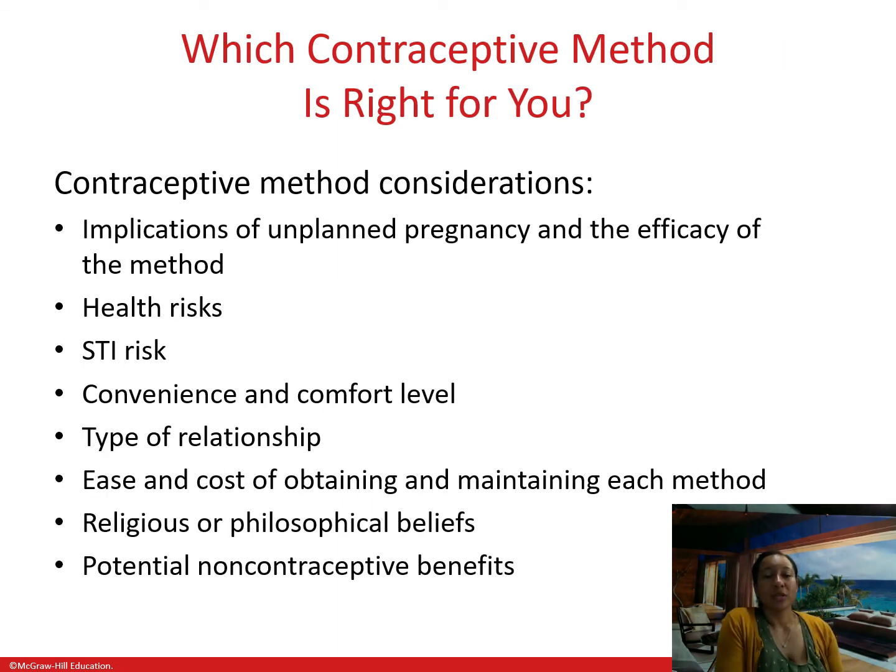So looking at which contraceptive method is right for you, there are different things to consider. The biggest ones would be the implication of unplanned pregnancy and the efficacy of the method. You want to make sure you're looking at the health risk, the possible risk of contracting any type of disease, STD, STI, convenience and comfort level, and the type of relationship that you have with the individual. Some individuals can look at the cost of it, religious and philosophical beliefs, and potential non-contraceptive benefits. So there's a lot of different points that you want to make sure that you're looking at when you're looking at forms of contraceptives, and really be honest with yourself on which ones you're willing to accept the risk for and which ones you're not.